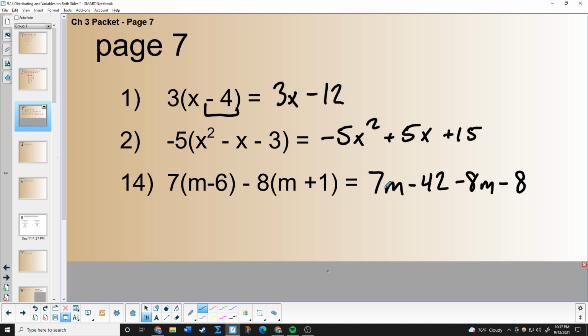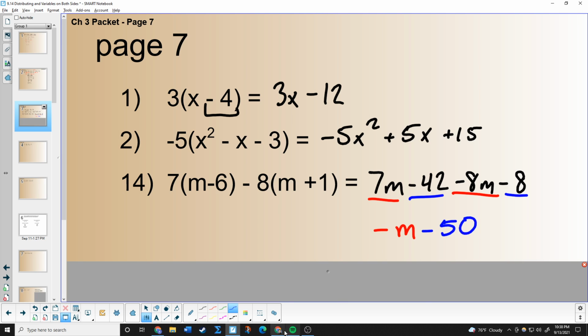All right, so again, if there are any like terms here, we need to combine them. It's probably something we should have asked ourselves at the top, but on this number 2, we have x squared, x to the first, and that's just a constant. So no, those could not be combined, but there is stuff we can combine in this second one. We have m's and we have constants. So let's go ahead and write our final answer. 7m minus 8m gets us a -1m, which I'm just going to write as -m. And then we have -42 minus 8. So that's a negative plus a negative. It's going to get more negative, so that's -50. All right, cool.